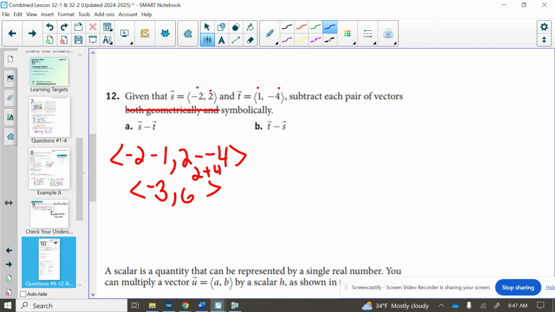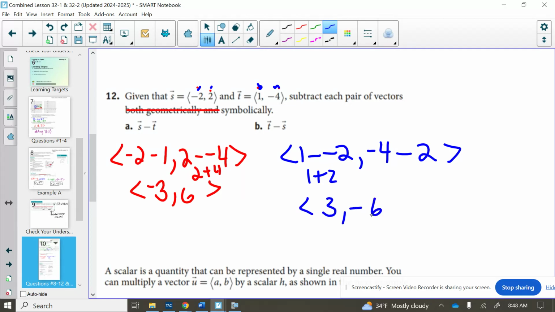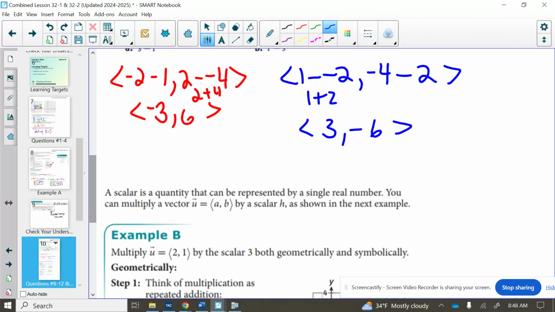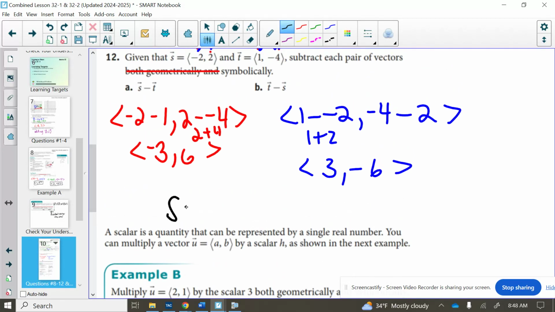On the other one, we are going to go the opposite direction. So we're going to do 1 minus negative 2, negative 4 minus 2. This time our resulting vector ends up being 3, negative 6. So unlike vector addition, with vector subtraction you want to be careful because s minus t is not the same thing as t minus s, so order is important.